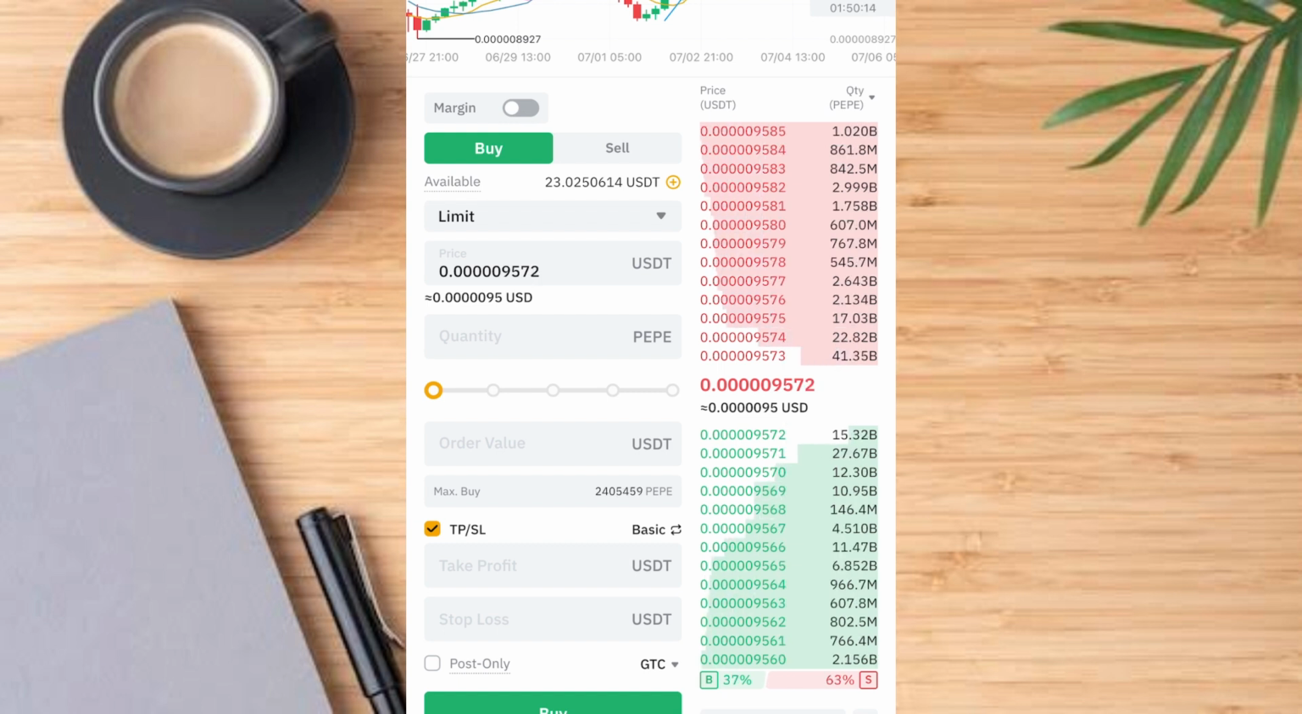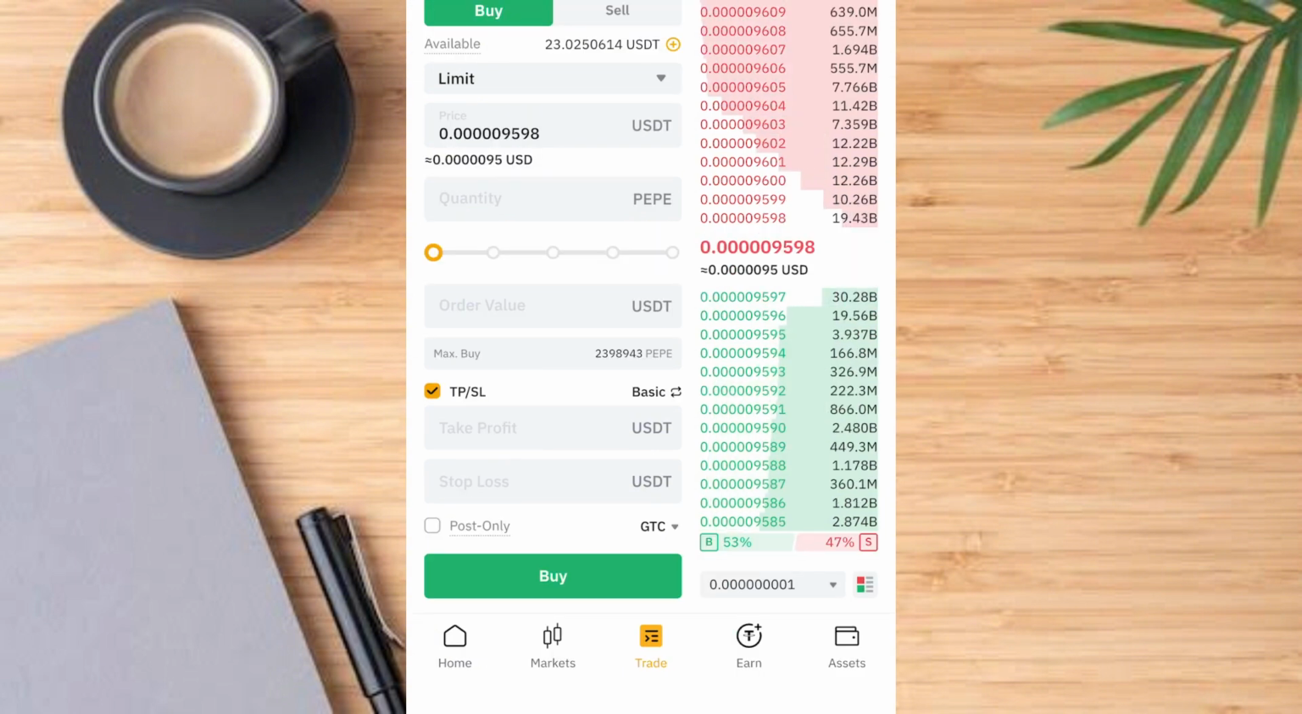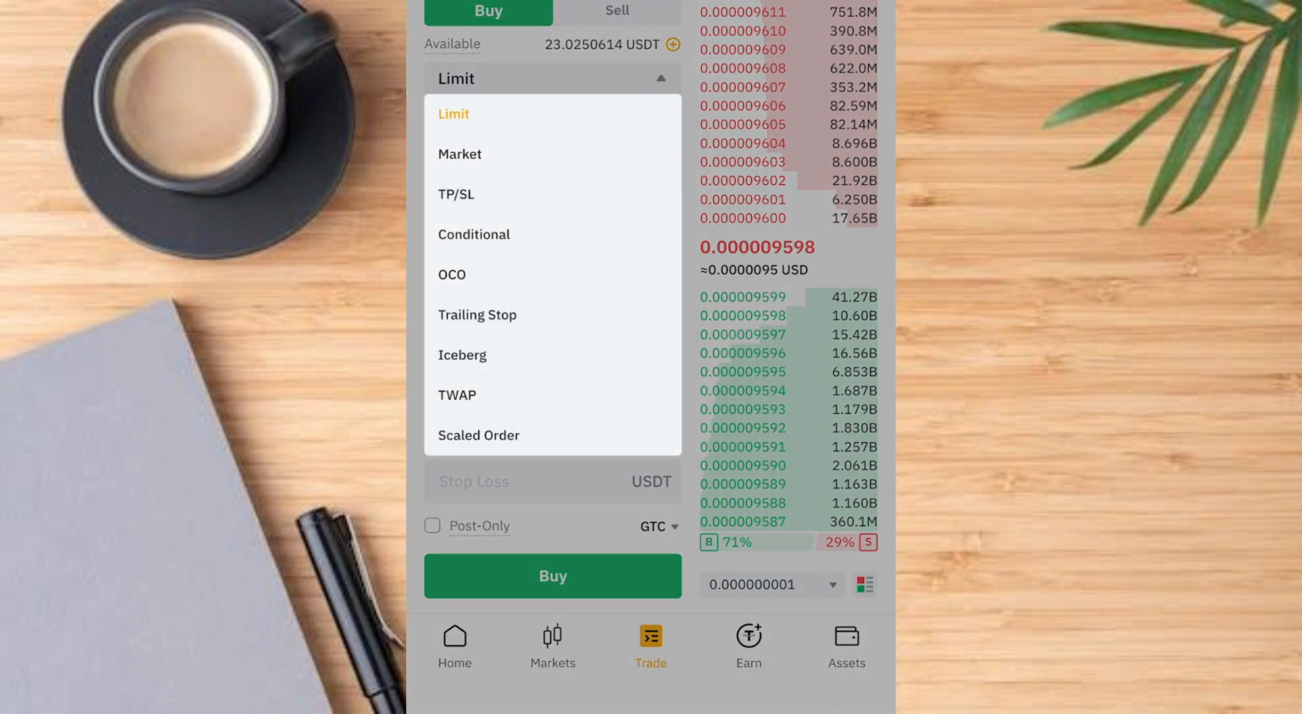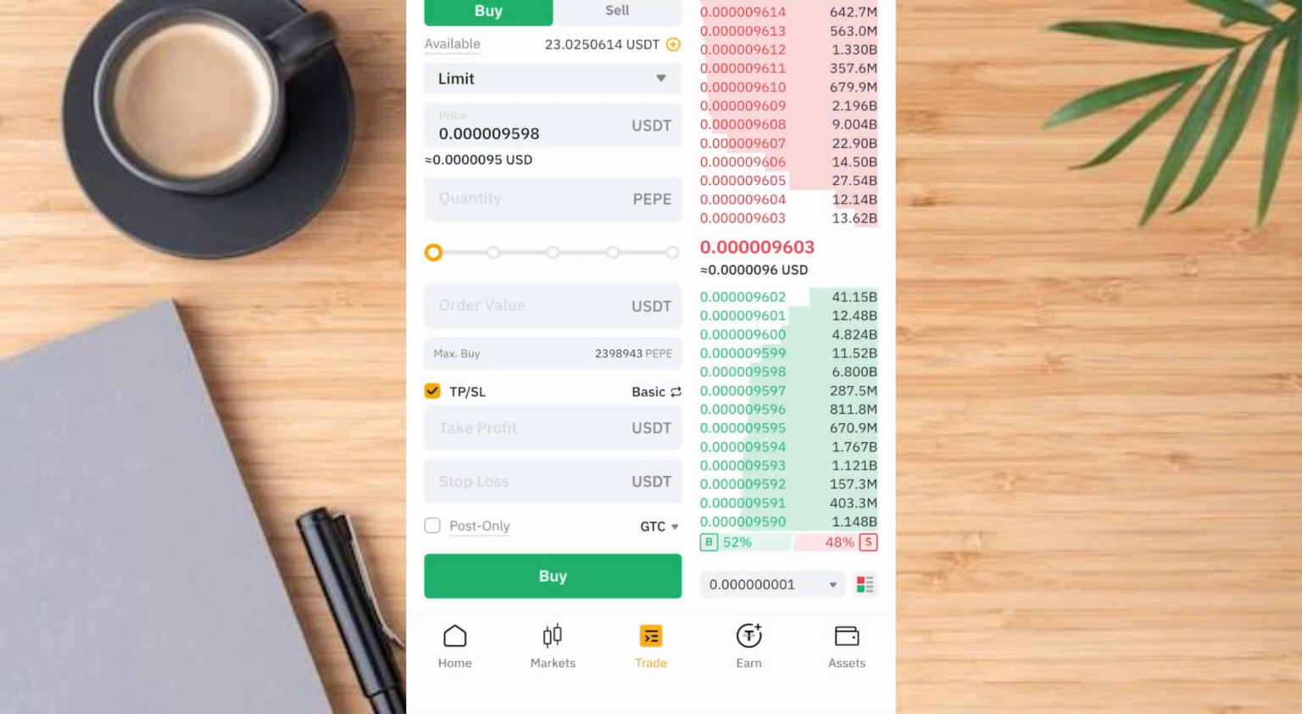Don't use margin. So now you've selected the token you want to trade. The next thing is to tap either buy or sell. So you can see that sell is in red, while buy is in green. Now under that, you see the total amount of USDT you have in your account. Now tap on this arrow at the front of limit. You have different options here. You have the limit, the market, take profit, conditional, and lots more. The most used ones are the limit order and the market order. So I'll be talking about the limit order and the market order.